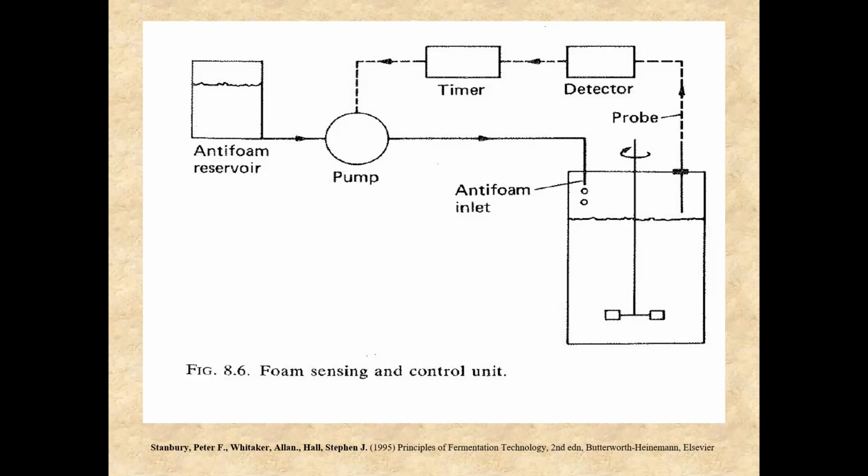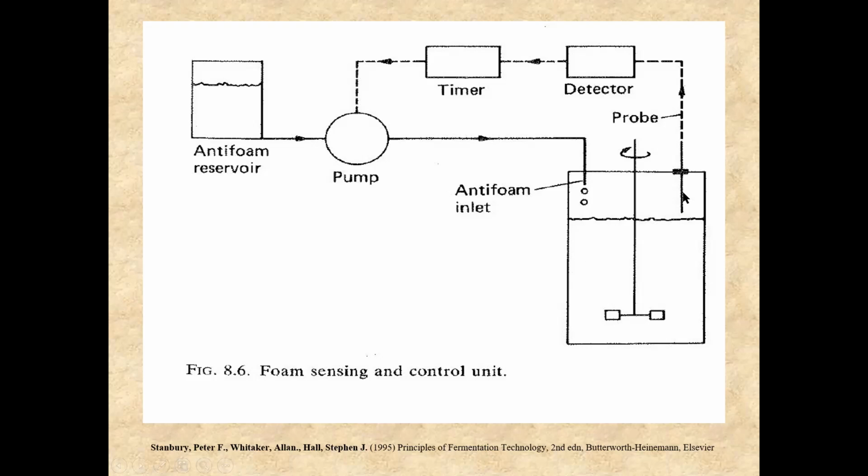Process timers are routinely included into the circuit to ensure that the antifoam, which is released into this fermenter via this pipeline, has time to mix into the medium and break down the foam before this probe is programmed, after a preset time interval, to sense the foam level again. So this is an automated monitoring and control system.